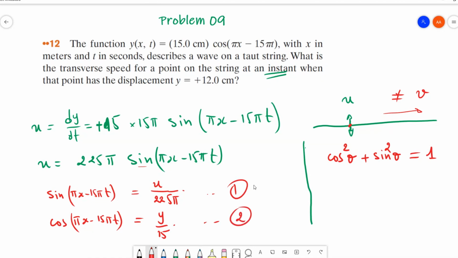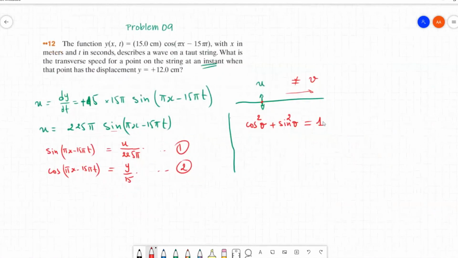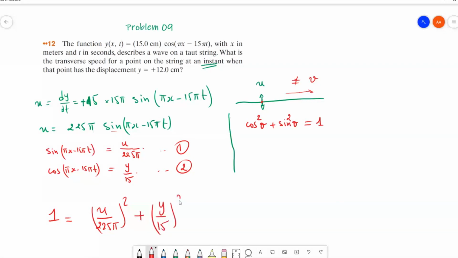Since I have my cosine and my sine, I will use the relation here. It will give me this one square plus this one square, which will give me 1. It will give me (u over 225 pi) square plus (y over 15) square. Okay, so why did I do this? I used this relation to eliminate the time and the position at the same time. Since sine square plus cosine square gives me 1, I eliminated the time.